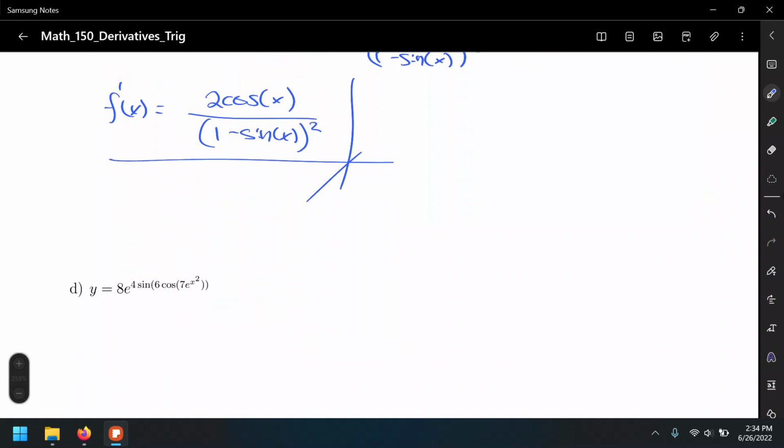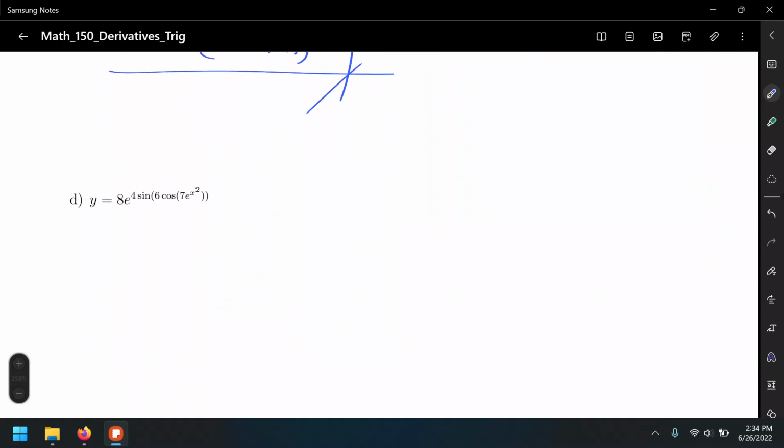Alright, let's see what's next. The next one, letter D. We have a really crazy looking chain rule problem. For this kind of exercise, you will see the power and the extent of how we can use the chain rule. Let's find the derivative, dy dx. I'm going to use a different notation; I could have used y prime, that's fine. Notice what we have: an exponential as the outermost function, then the inner function is sine, then cosine, then another exponential, and finally the innermost, which is x squared.